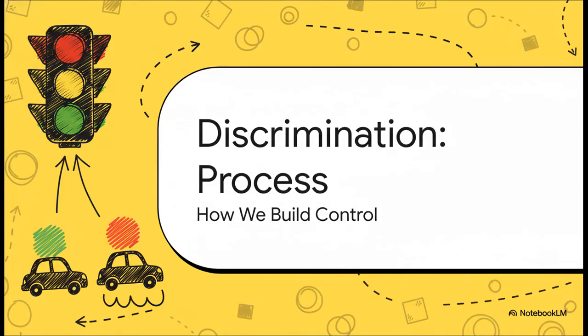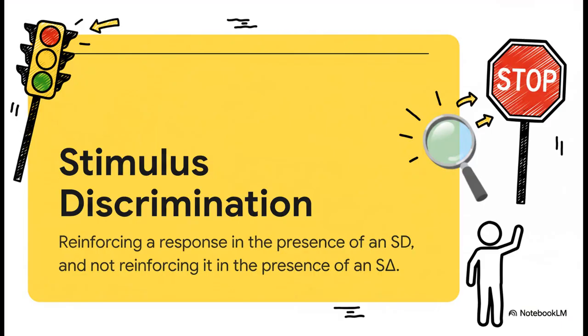All right, so we know our destination is stimulus control. But how do we get there? What's the road we take? Well, that road is the process of stimulus discrimination. This is how we actually build that control. This is super important, so lean in. Discrimination is the process. It's the teaching procedure. We're literally teaching our learners to tell the difference, to discriminate between the right time to do something and the wrong time.